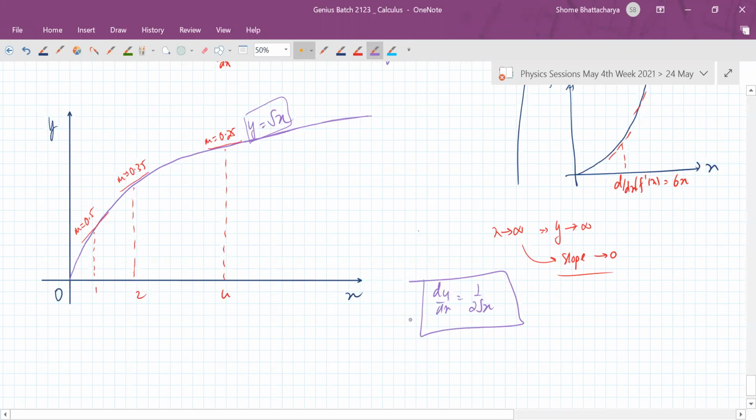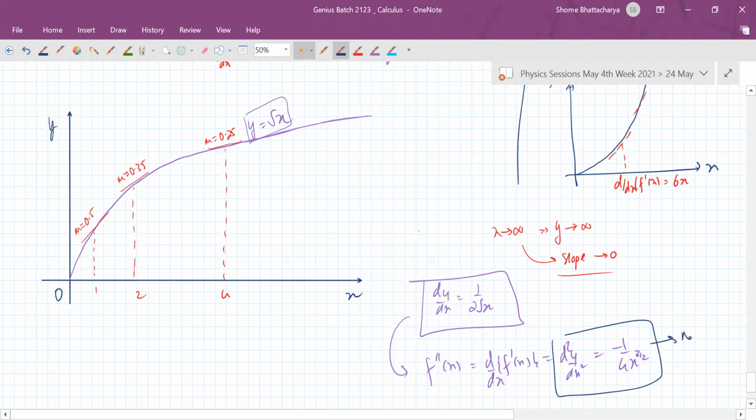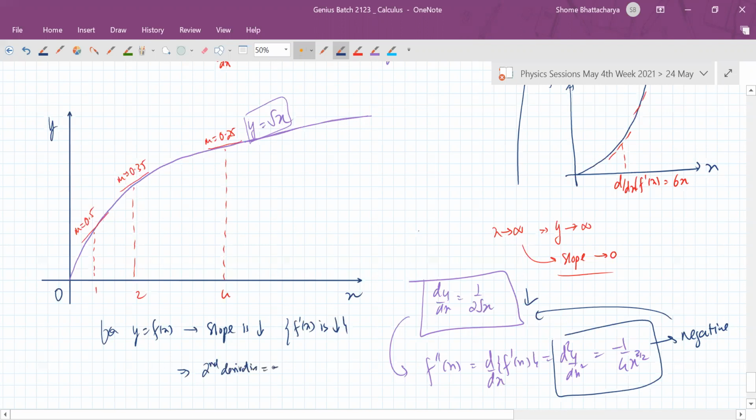Now from the slope, what is the information of the second derivative? F double prime x, or derivative of f prime x, or second derivative. That was minus 1 by 4 x to the power 3 by 2. So you can see that this has a negative value. Why? Because the slope is decreasing. If the slope is decreasing, that is f prime x is decreasing, that means the second derivative is negative. F double prime x is less than 0.